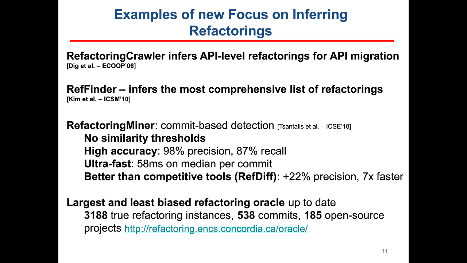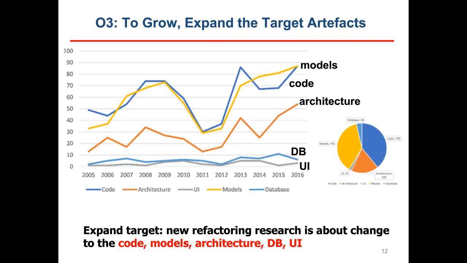Okay, so going back to the trends in our big corpus of 2,400 refactoring research papers, we asked the question, what is the target of the new refactoring tools? The original target of refactoring has been targeting code, but other researchers have targeted other artifacts such as models, architectural refactoring, databases, and refactoring the user interfaces. And it's actually surprising to see that in the last 3, 4, 5 years, refactoring for models has even surpassed refactoring code.